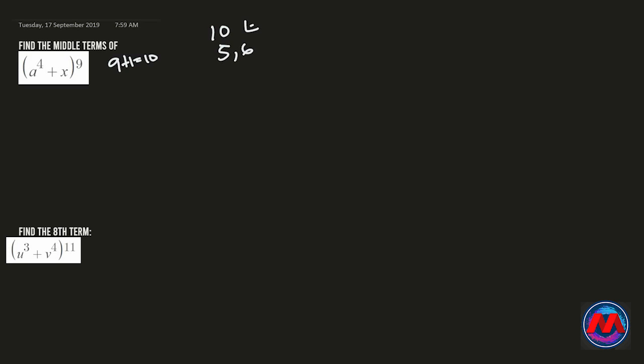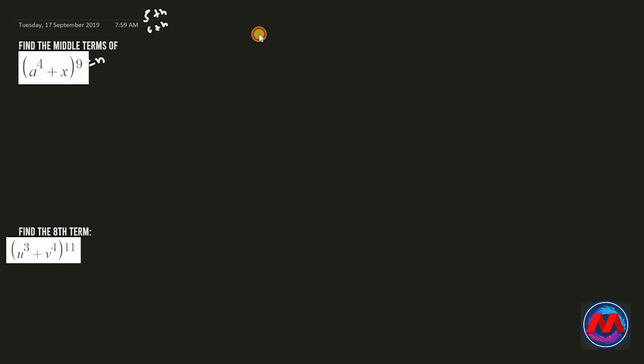So, kung even number siya, dalawa yung middle term. Pero pag odd number siya, like 9, iisa lang yung middle term niya, which is the 5th term. So, dito, yung hinahanap natin na terms, yung middle terms na sinasabi niya is the 5th and the 6th term. Alright? So, let's try solving for the 5th and the 6th term. Okay, guys.